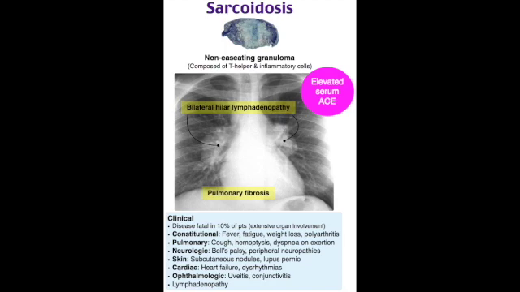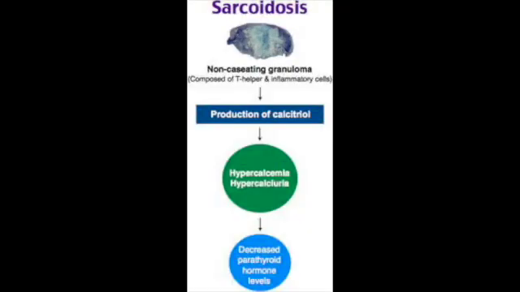So for chest radiograph, this is the best initial test. You'll see that classic bilateral hilar lymphadenopathy, and it's interstitial lung disease. So you'll see the reticular opacities, ground glass appearance, maybe some eggshell calcifications, and fibrosis.